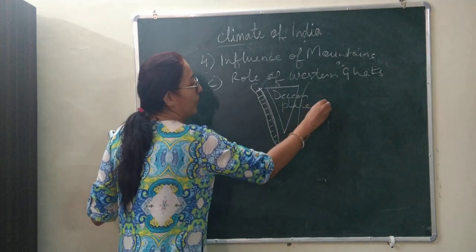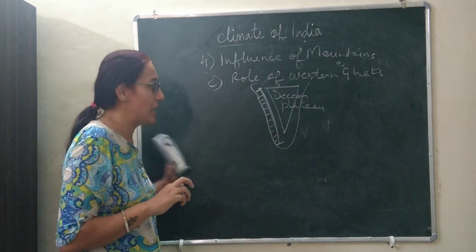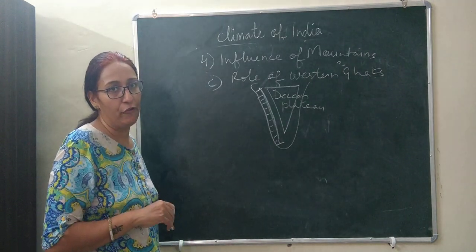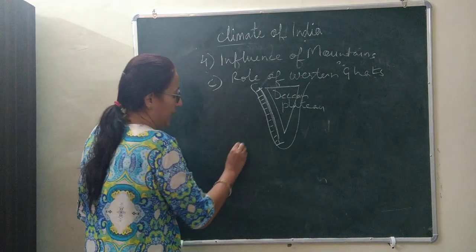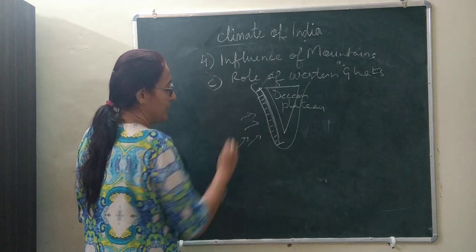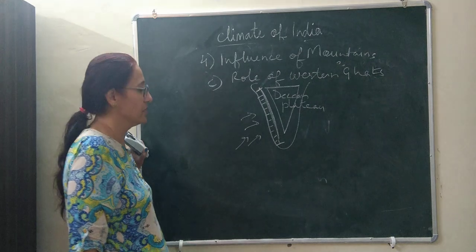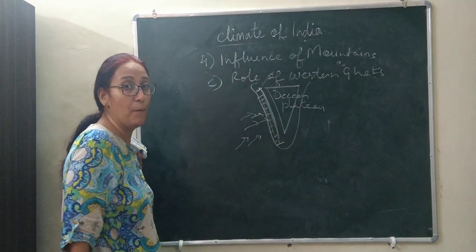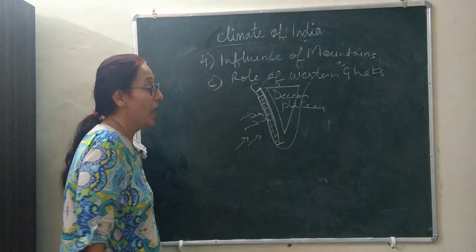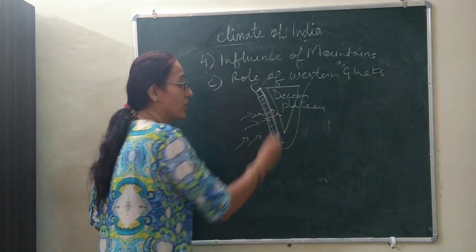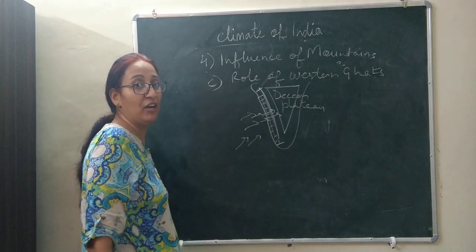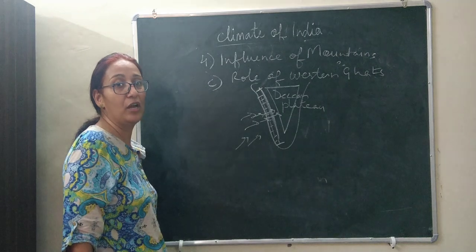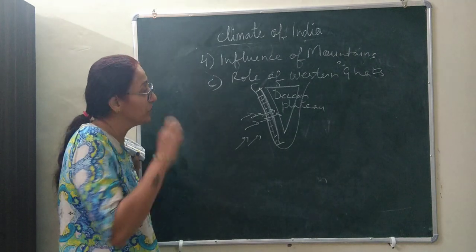So, because of the presence of Western Ghat, these two places receive uneven rainfall. How? Southwest monsoon winds collect moisture from Arabian Sea and give very heavy rainfall to the western coastal plain, above 200 centimeter. And when these winds move further, the moisture level is depleted. As a result, Deccan Plateau receives less rainfall, 100 to 200 centimeter.